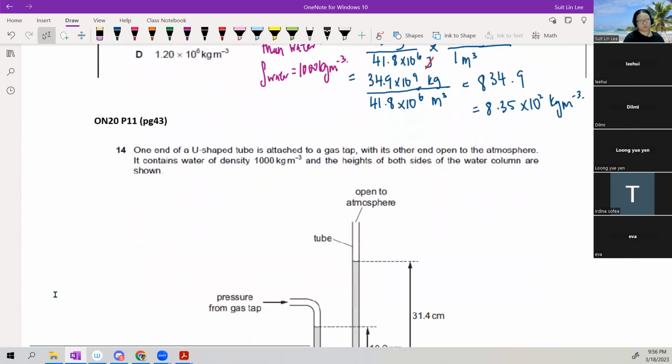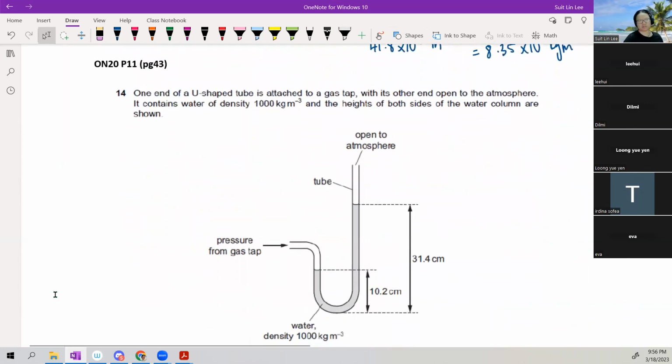Okay, next one. We're going to move on to all the pressure measuring stuff. As usual, I will do some of the recent questions. You go try the rest on your own, okay? For the pressure measuring equipment, the important thing is to look at the part that is open to atmosphere, because there is this thing called atmospheric pressure. So we know that atmosphere is actually pushing down here, P atm.